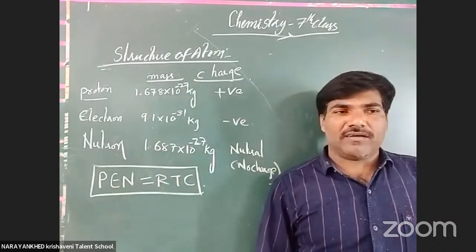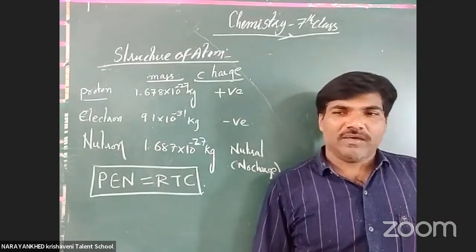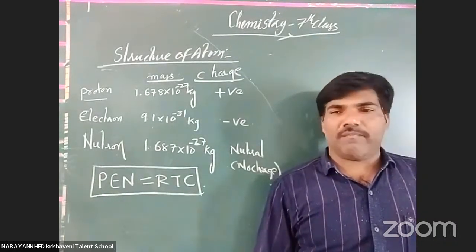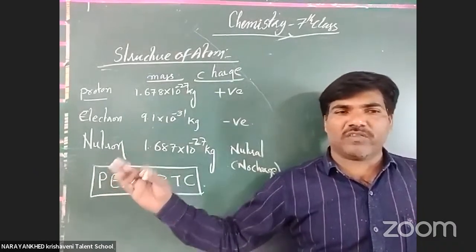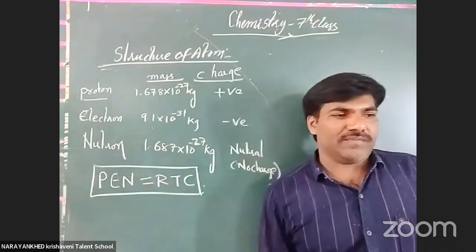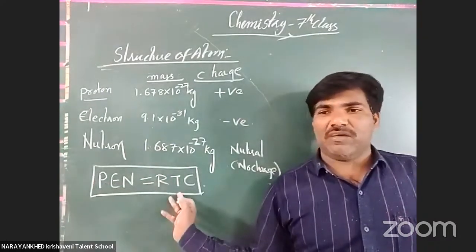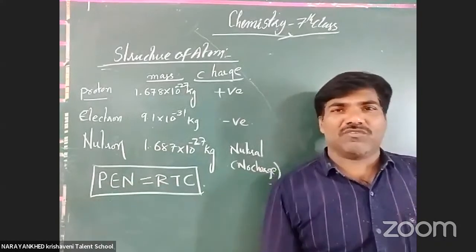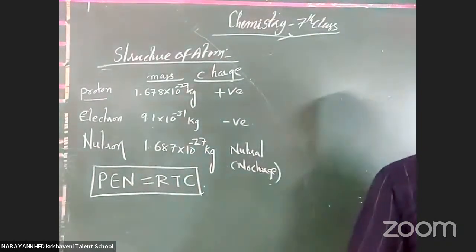N for neutron, C for Chadwick. Okay, now clear or not? Yes, it will be easily recognized by your mind. PEN is equal to RTC. Okay, clear or not? Yes, in PEN there are proton, electron, neutron. In RTC there are Rutherford, Thomson, Chadwick. Got it or not? Yeah, these are the scientist names as well as the particle names. Okay, yes. Please note this down.